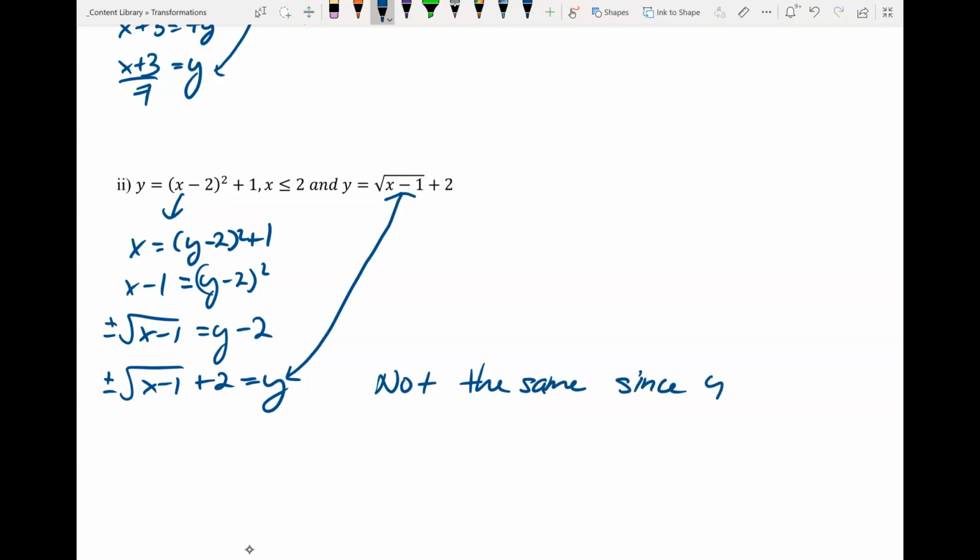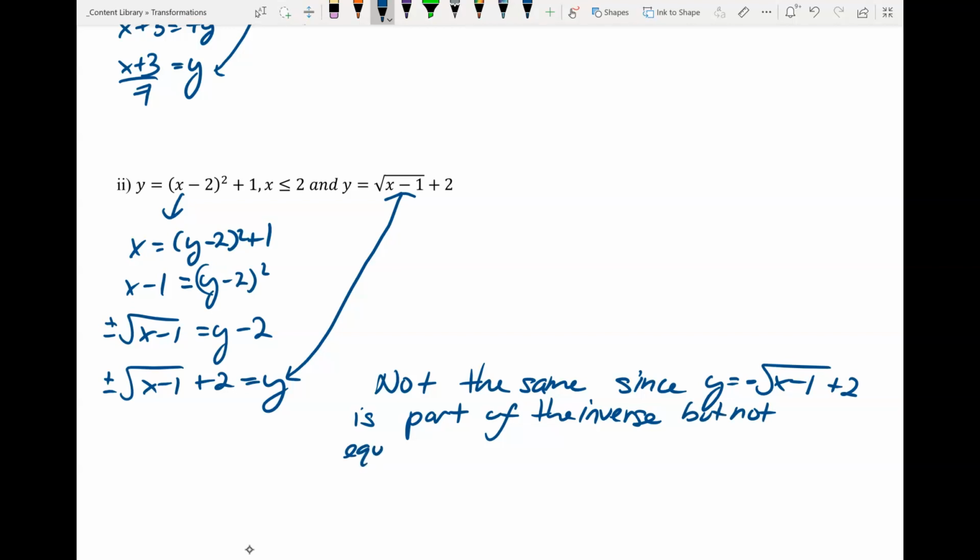And that's because we don't have that negative root of x minus 1 plus 2. This is part of your inverse. But it's not equivalent to y equals the root of x minus 1 plus 2.